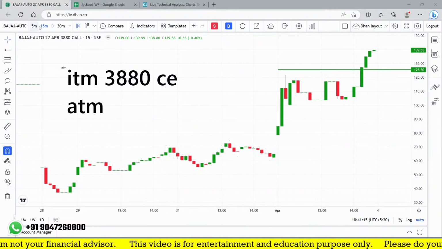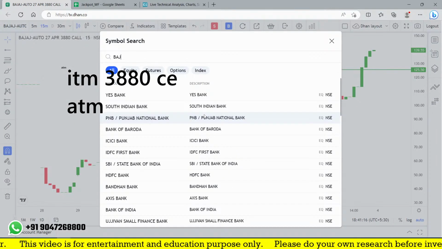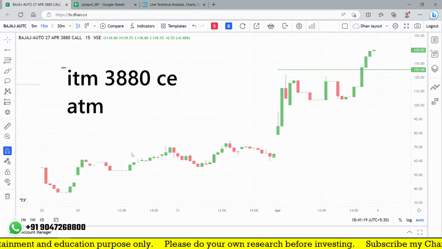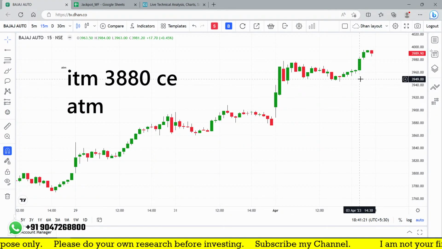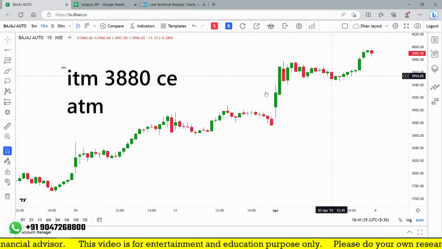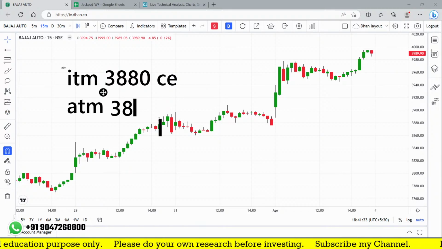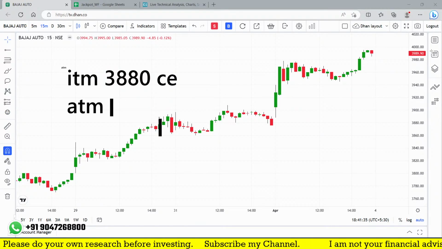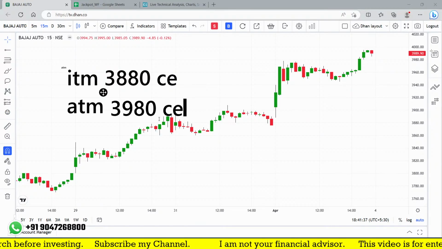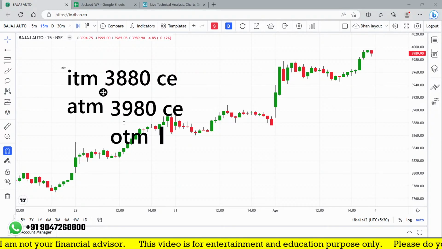So for the ATM strike price, you need to focus on the stock Bajaj Auto, and around this particular candle, it closed at 3980. 3980 should be the ATM strike price at the time of entry. So at the time of entry, 3980 should be the call strike price for ATM. And now the OTM strike price, what I'm going to focus on.